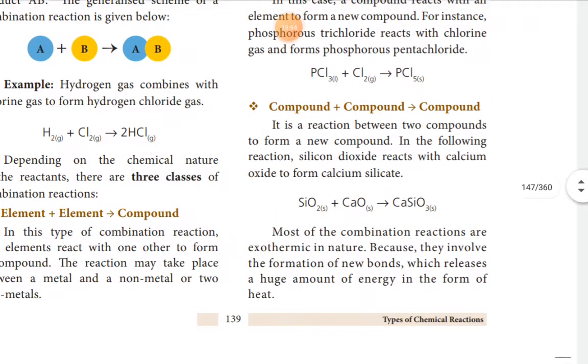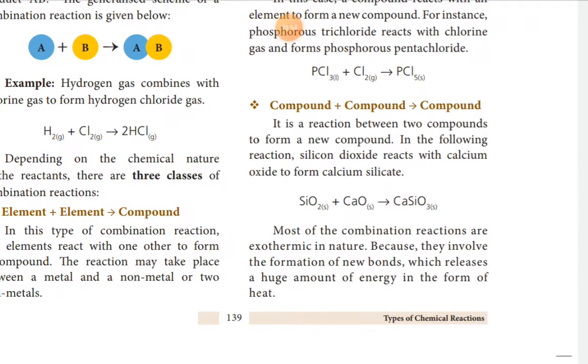Then another type of reaction, compound plus compound gives compound. So two compounds are acting as reactants, silicon dioxide and calcium oxide. Silicon dioxide is a solid, calcium oxide is also solid, and the product is also solid, calcium silicate. So silicon dioxide combined with calcium oxide gives calcium silicate.